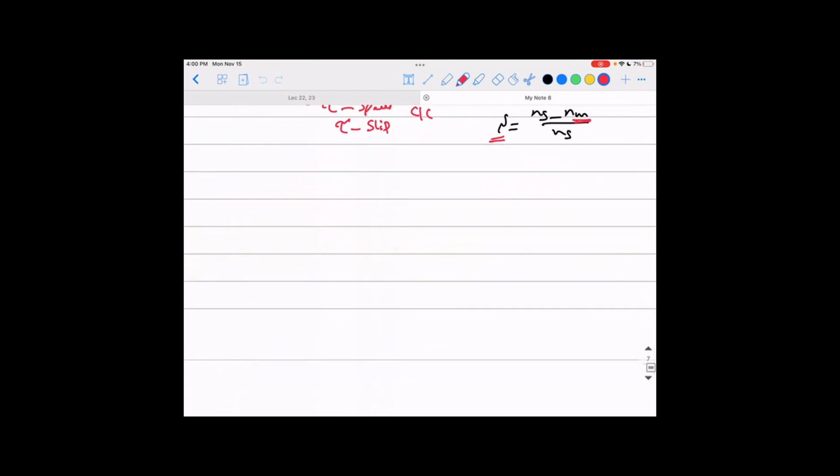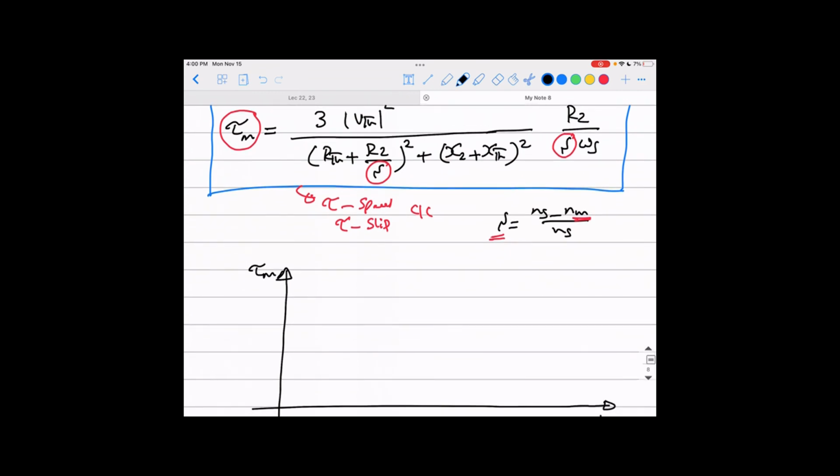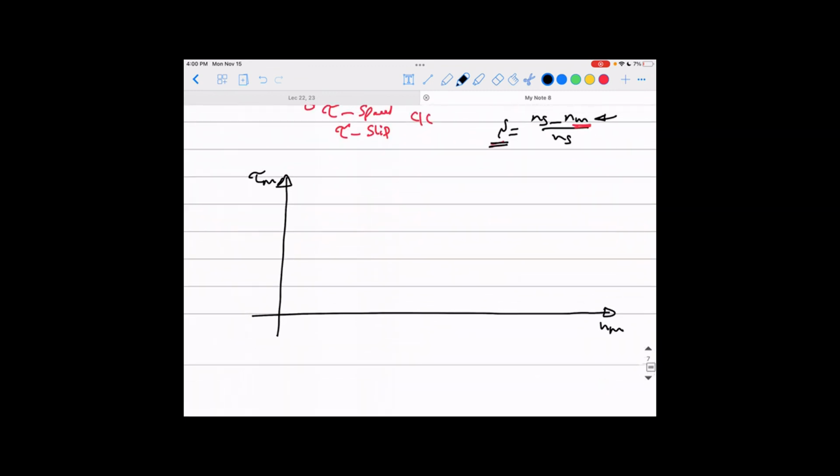If you do this, you'll end up with the very famous shape of the torque speed characteristics of a three-phase induction motor. I'm going to have it here with the speed Nm. You just change the speed, which changes the slip, then substitute in this relationship and find the torque. It will look like that. That is a very famous shape of the torque speed characteristics of an induction machine.